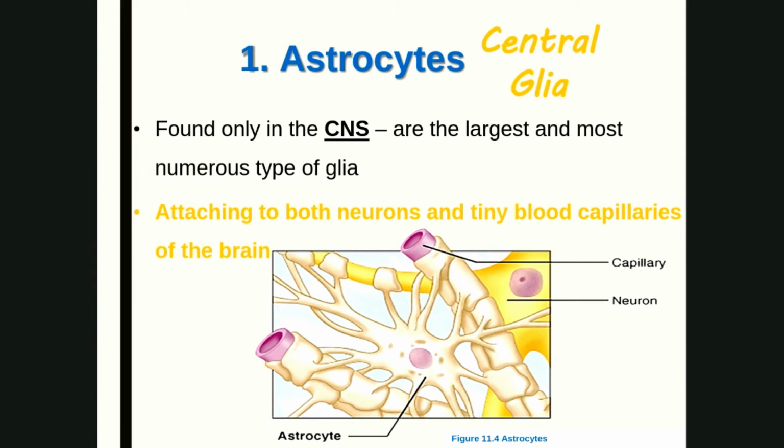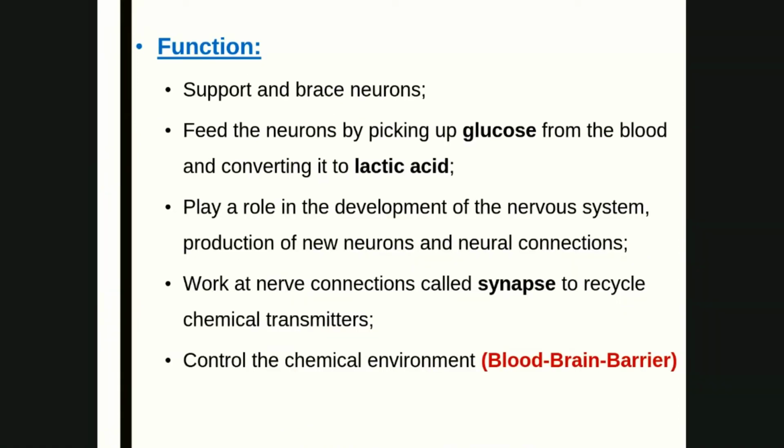Next, astrocytes, as I told you, are found in the central nervous system, in the brain, and support the neuron cells. The main function is support. They also help the nerve connections. One neuron is connected to another neuron by a synapse. They also control the blood-brain barrier cells, the choroid plexus cells. You will understand this in neuroanatomy.